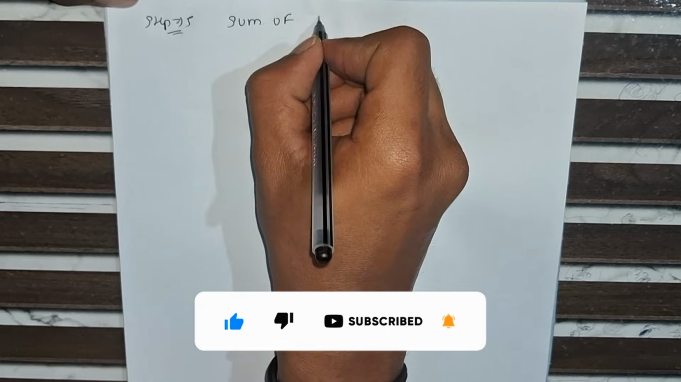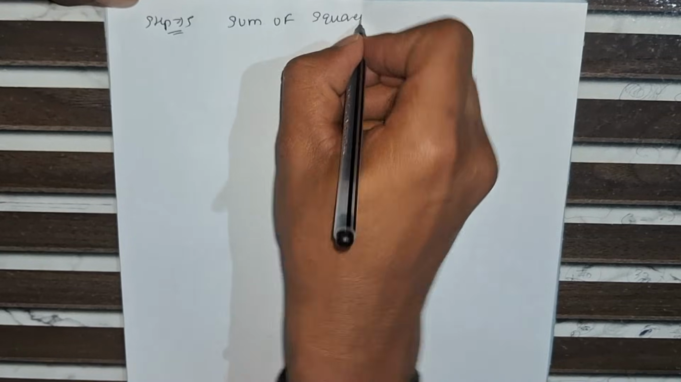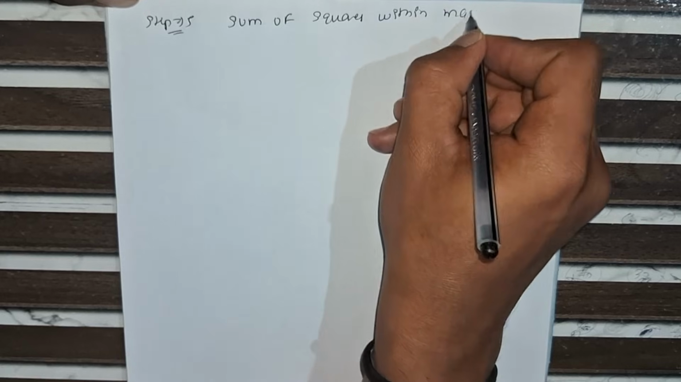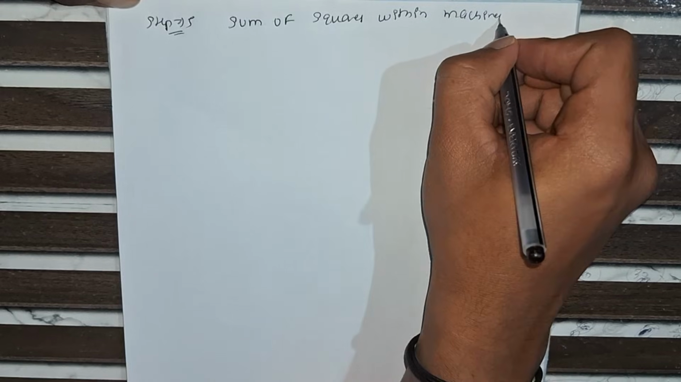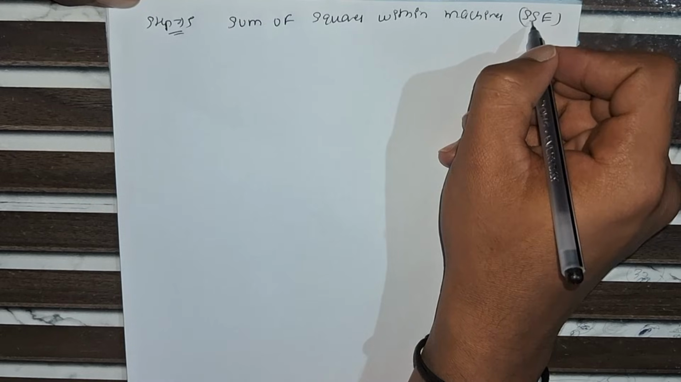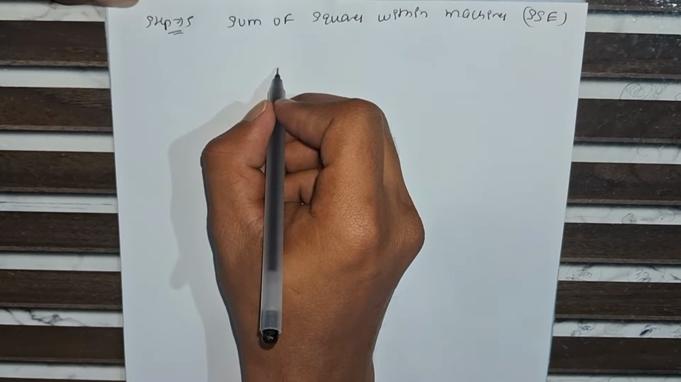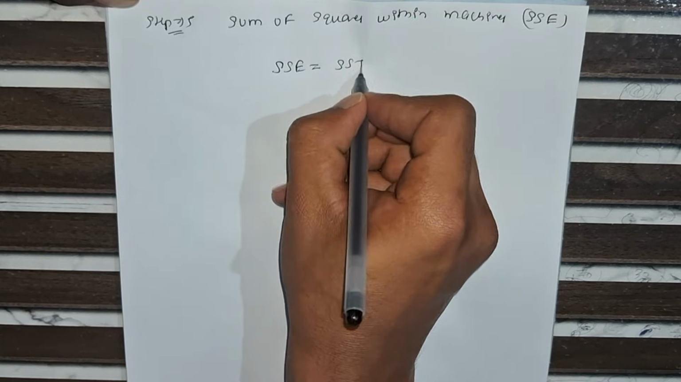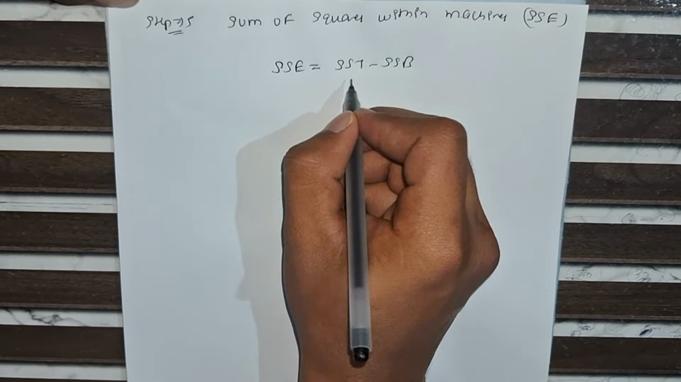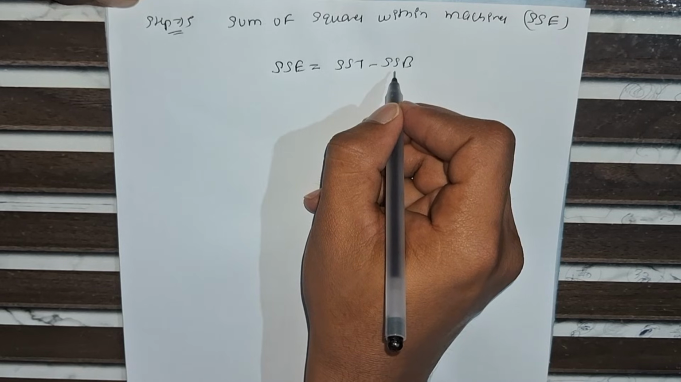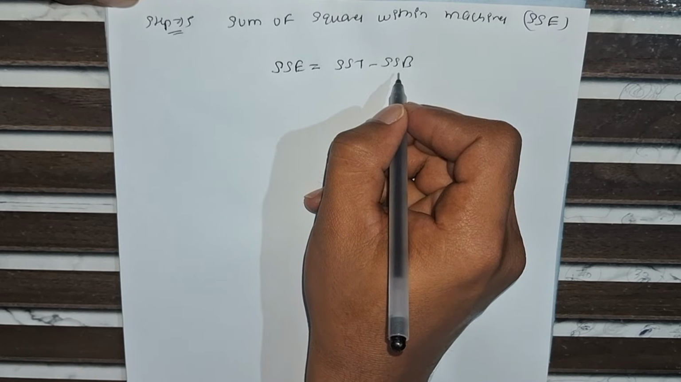Sum of square within machine, which can be represented as SSE, means sum of square within machine. So what is the formula to find it? SSE equals SST minus SSB. SST is nothing but total sum of square, minus SSB, which is nothing but sum of square between the machine.